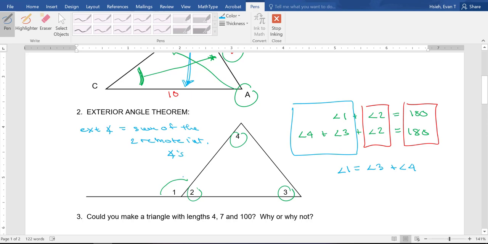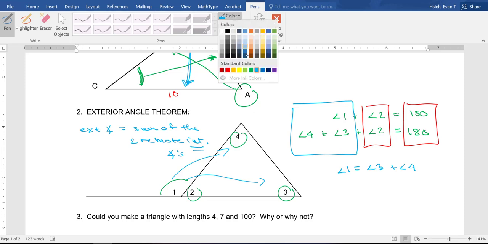Remote means furthest away, furthest away from the exterior angle. Interior means it's inside of the triangle. So the exterior angle is equal to the sum of the two remote interior angles.